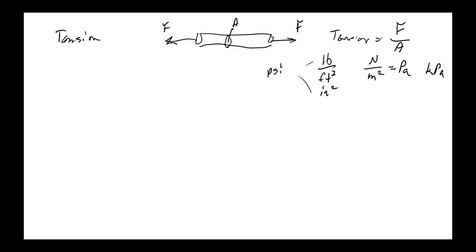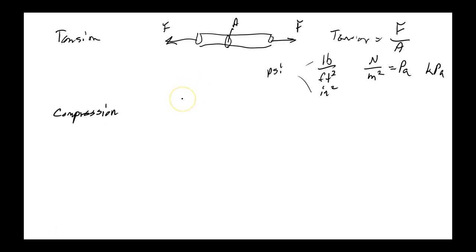Okay? So let's go to the second of these, and this is compression. And it's almost the exact opposite of a tension. A tension is a stress caused by pulling directly opposite each other. A compression is caused by two forces acting directly toward each other.